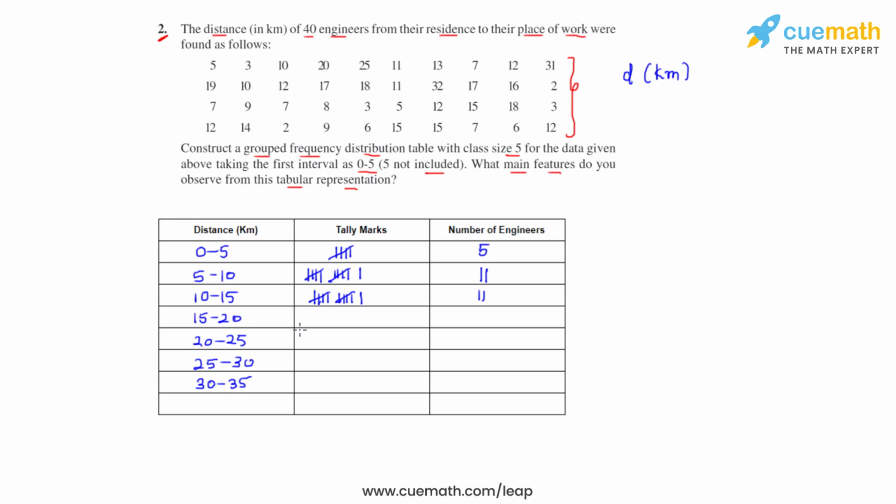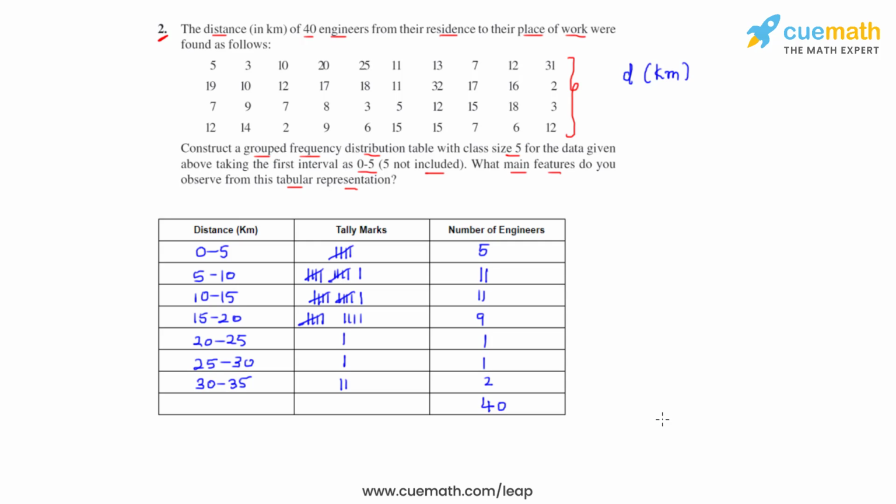In the class interval 15 to 20, there are a total of 9 engineers. So we write the tally marks and we also write the frequency for it. Similarly, for the rest of the 3 classes, we will be writing the engineers that fall into that class interval, and we'll be writing their frequencies as well. So now if we add up the frequency, we get a total of 40. That tells us that we have not missed any of the engineers.